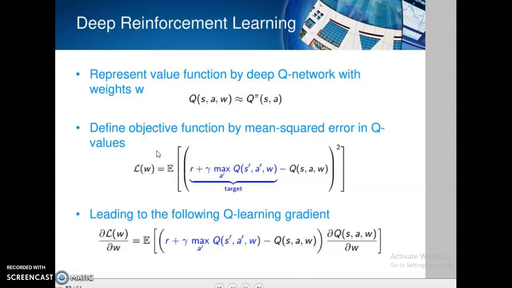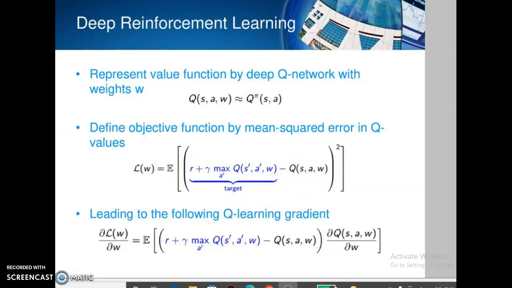L of W equals E of R plus gamma maximum over A dash of Q of S dash, A dash, W minus Q of S, A, W, all squared. This is the target, leading to the following Q learning gradient: dou L of W divided by dou W equals E of R plus gamma max over A dash of Q of S dash, A dash, W minus Q of S, A, W, times dou Q of S, A, W divided by dou W.